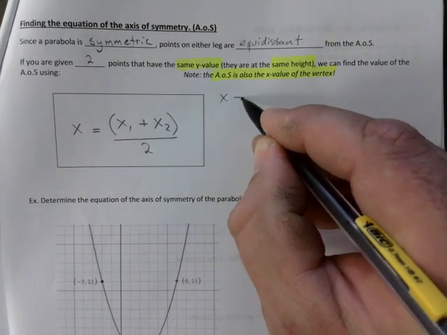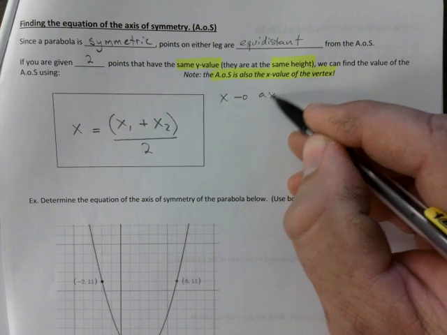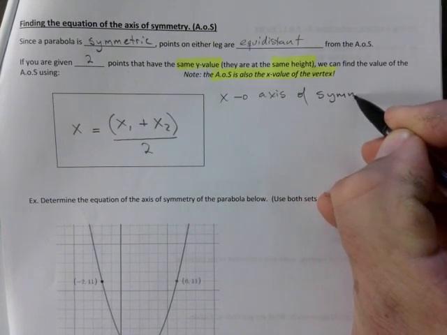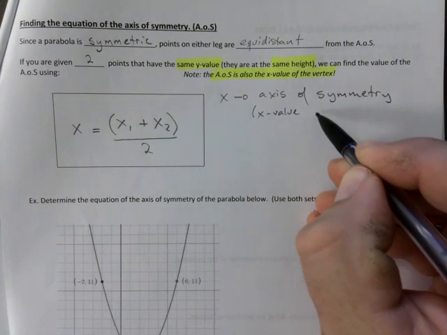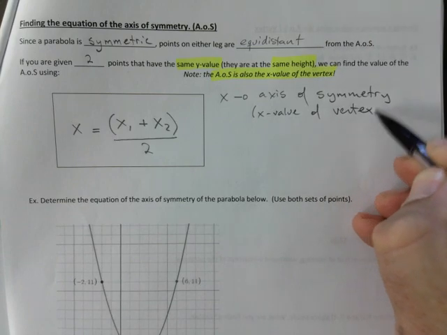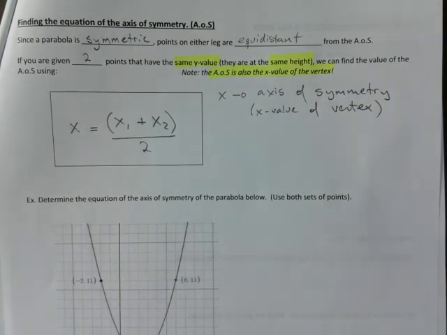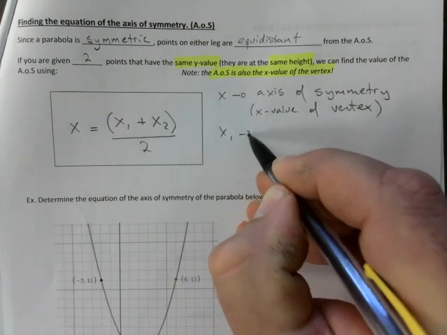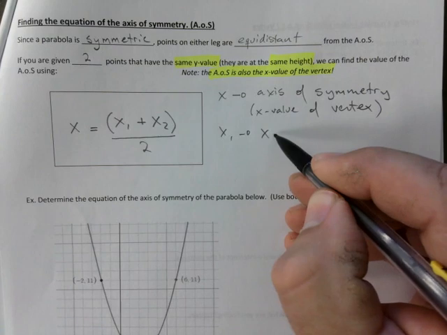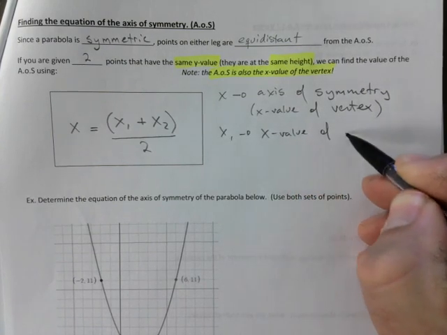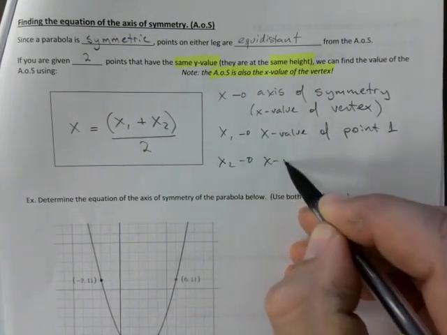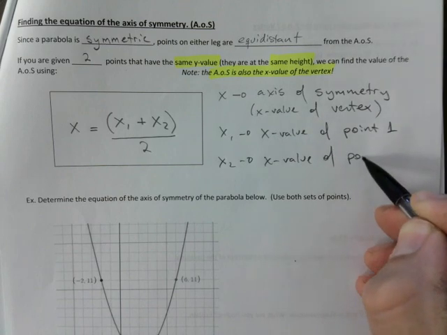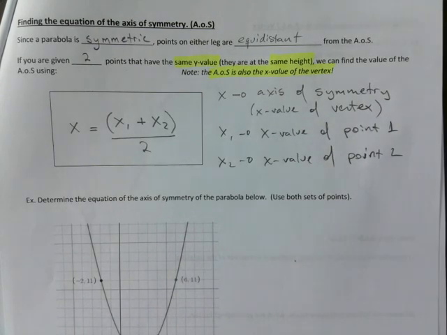X is the axis of symmetry, which is essentially the x value of vertex. And the x1 is the x value of point 1. X2 is the x value of point 2. You decide which one you want to call point 1 and which one you want to call point 2. It doesn't matter.